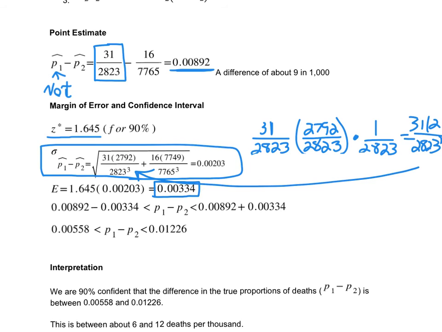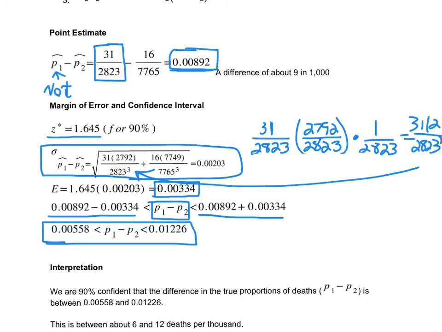Okay, so give or take, right? Give or take the difference in our sample proportions, this margin of error of 0.00334, you can see that being subtracted from our sample difference and added to our sample difference. In the middle, we're saying the truth lies 95% of the time. We end up with this confidence interval at 90%.